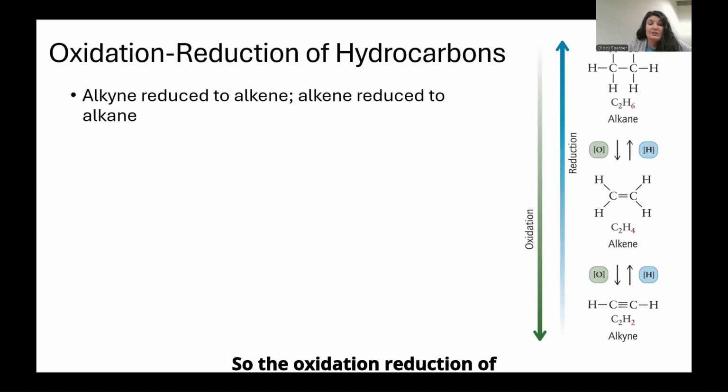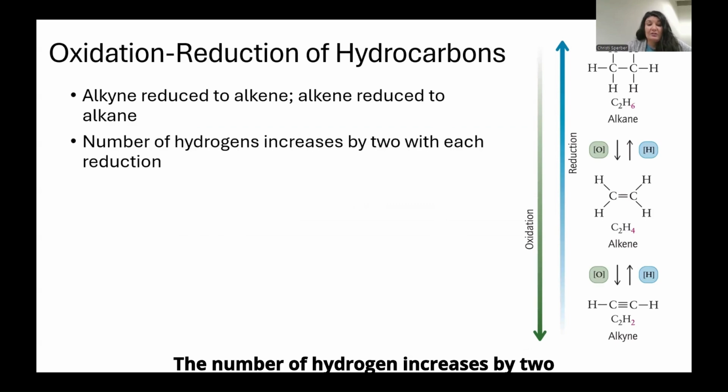So the oxidation reduction of hydrocarbons. An alkyne can be reduced to an alkene. An alkene can be reduced to an alkane. The number of hydrogens increases by 2 with each reduction. Remember, if you increase hydrogen, it is reduction.